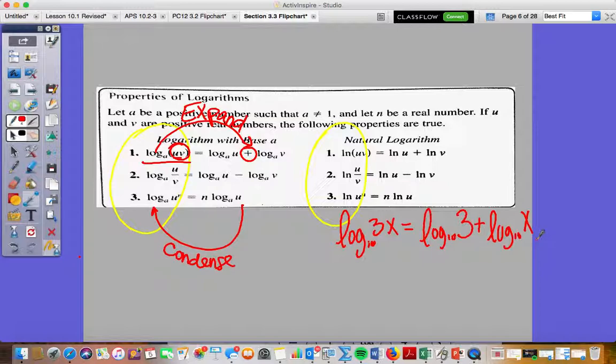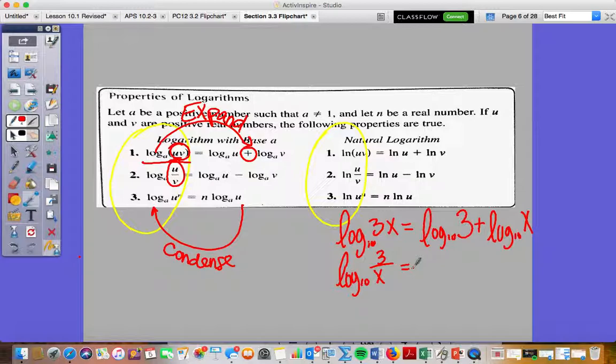The second one is if we divide them, u over v, and we divide them, let's say we had log base 10 of 3 divided by x. Someone help me, what would we do with this one to be able to break this one down to expand this one?